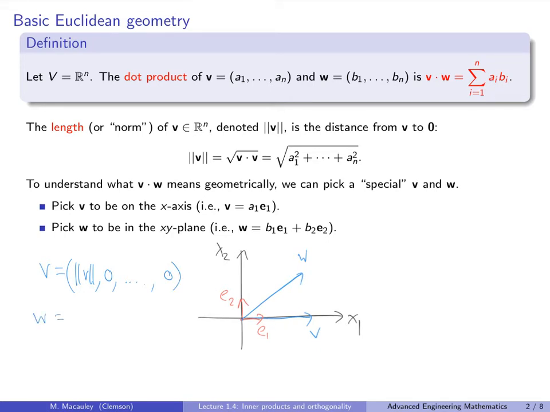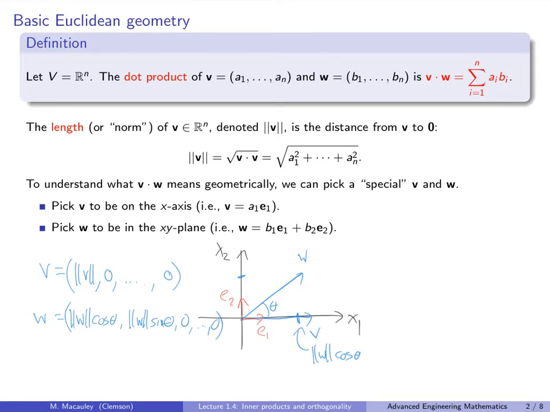And then what's w? So let's do some trig to find out what w is. So in the x1 direction, w is, what's that? That's just the norm of w times the cosine of this angle theta. And in the other direction, this is the norm of w times the sine of theta. So in other words, w is, in the x1 direction, norm w cosine theta, in the x2 direction, it's norm w sine theta, and then in every other coordinate, it's 0.